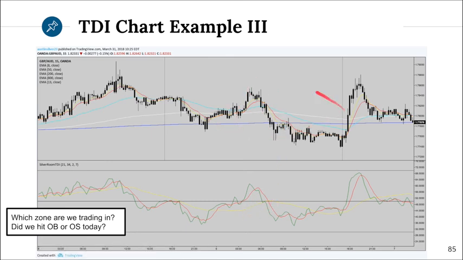Look at the EMAs. They're very flat and tight together. So even though we're in the sell zone to start the day, this is not the cleanest trending TDI that you're going to see. I'm going to give you a lot of examples of trending versus non-trending, clean versus dirty TDIs, we call them. They're just, again, stupid little nicknames that we give them.